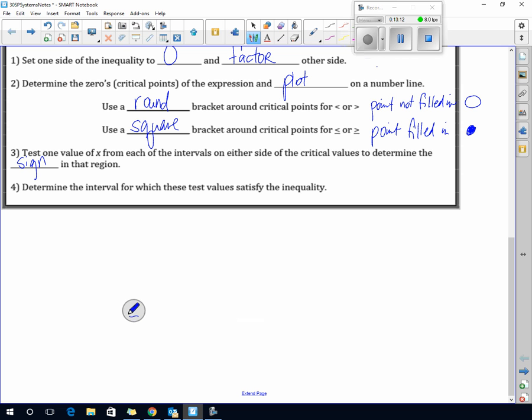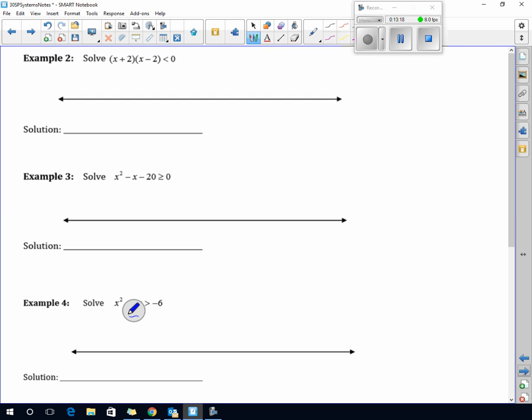Oh, this looks like the same example, except what's different this time? It doesn't have an equal sign and it's also less than. So what's the first step? You need to have the inequality with 0 on one side, and then you have to have it factored. So that's already done for you.